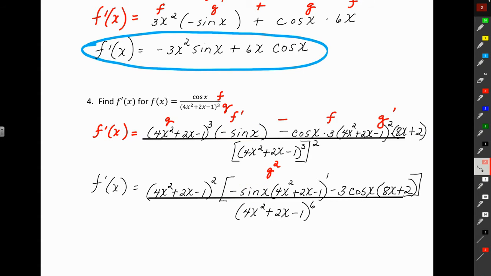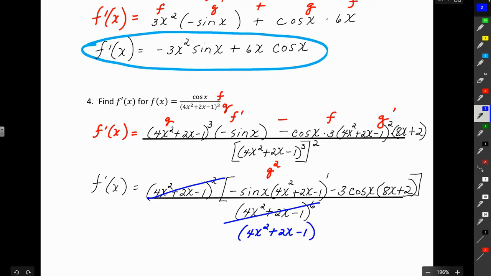For the second term, I took this out, but I still had a minus 3 cosine x and an 8x plus 2. And then in the denominator, I had a power to a power, which means I used multiplication, and 3 times 2 is 6. That works out really well because now I can cancel some things. I can cancel this. That leaves me with 4x squared plus 2x minus 1 to the fourth power. All right, and one last time we'll rewrite this.